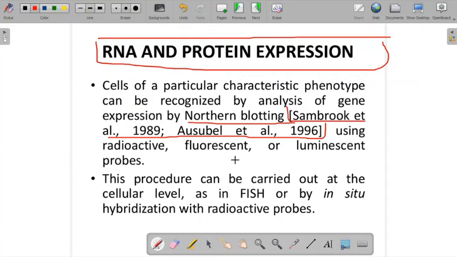There are different methodologies like radioactive, fluorescent or luminescent probes. These probes they generally use for expression. This procedure can be carried out at the cellular level as in FISH, and by in situ hybridization with radioactive probes.